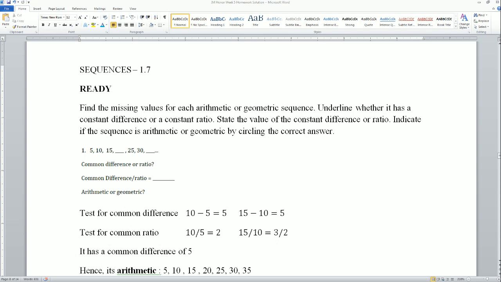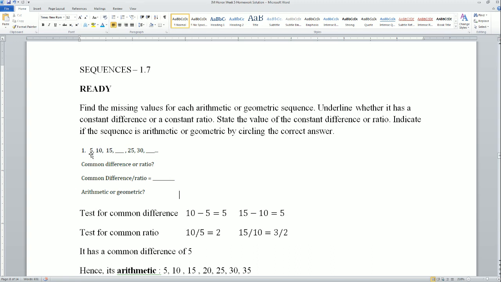This is the homework solution for sequence 1.7, the MVP. This is for the honors class. So we have: read and find the missing value for each arithmetic or geometric sequence. Underline whether it is a constant difference or a constant ratio. State the values of the constant difference or ratio. Indicate if the sequence is arithmetic or geometric by circling the correct answer.